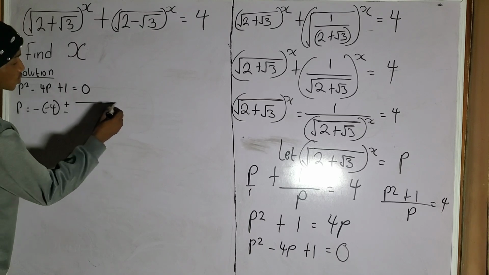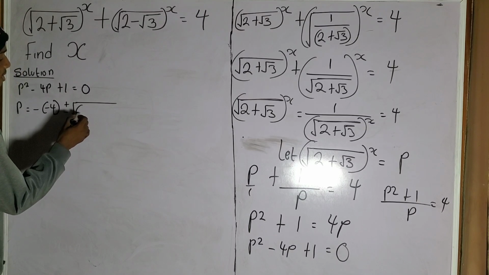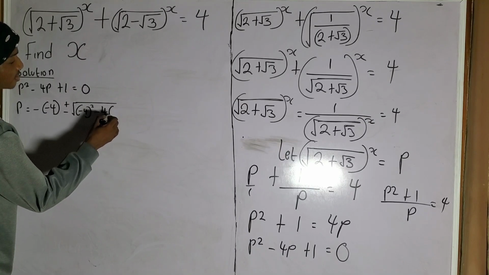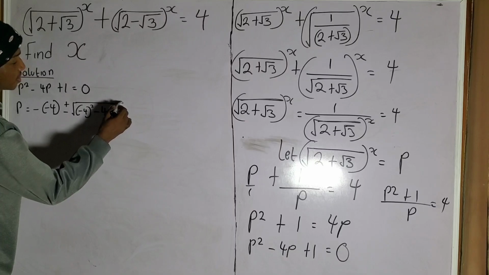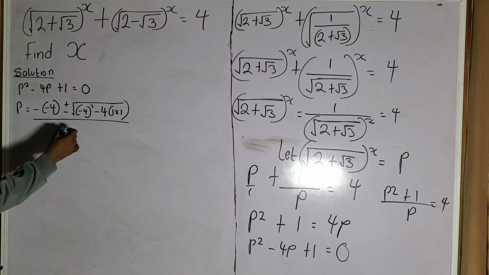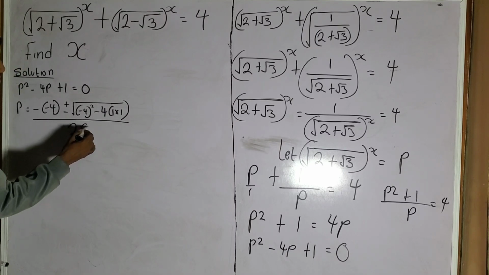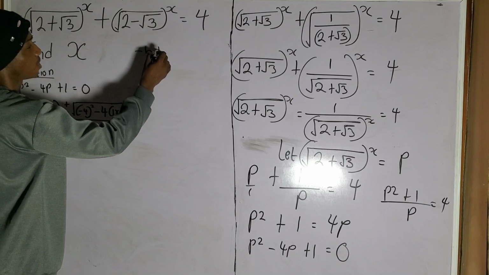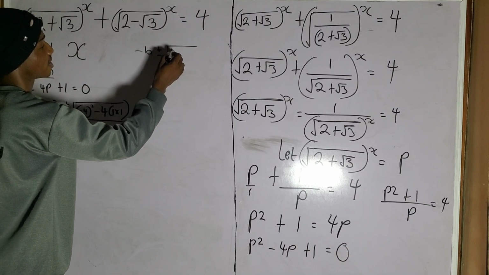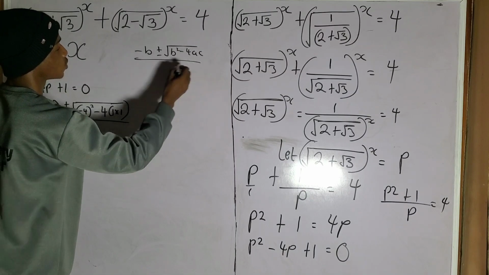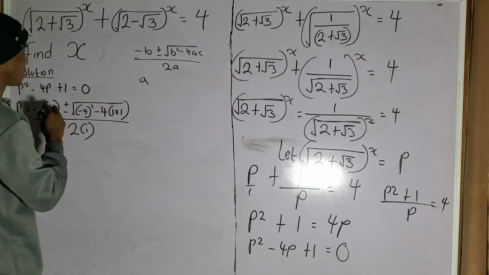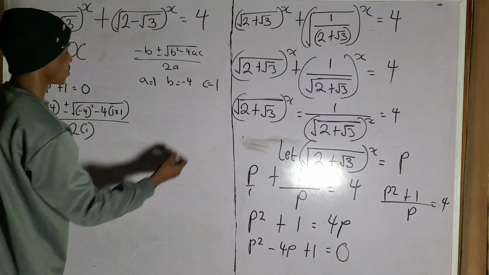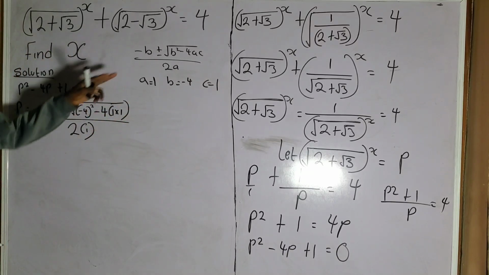Plus or minus square root of negative 4 squared minus 4 multiplied by 1 times 1, all this all over 2 times 1. Quadratic formula, do you remember? Minus b plus or minus square root of b squared minus 4ac all over 2a. A is the first term, which is 1. B equals negative 4 and C equals 1. So substitute all these values here, you're going to have this.